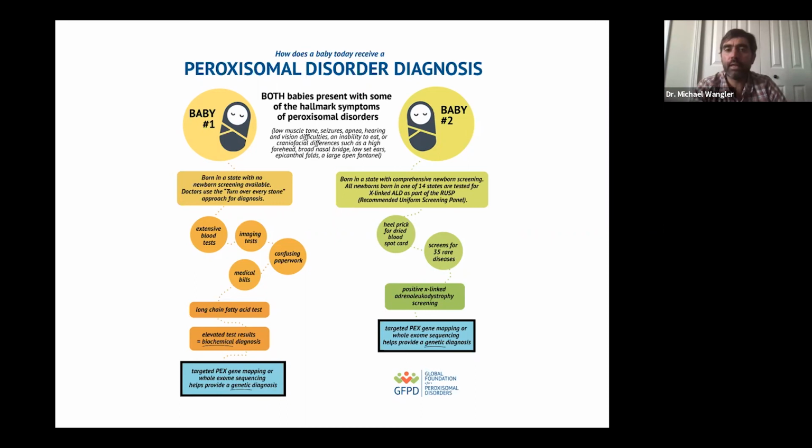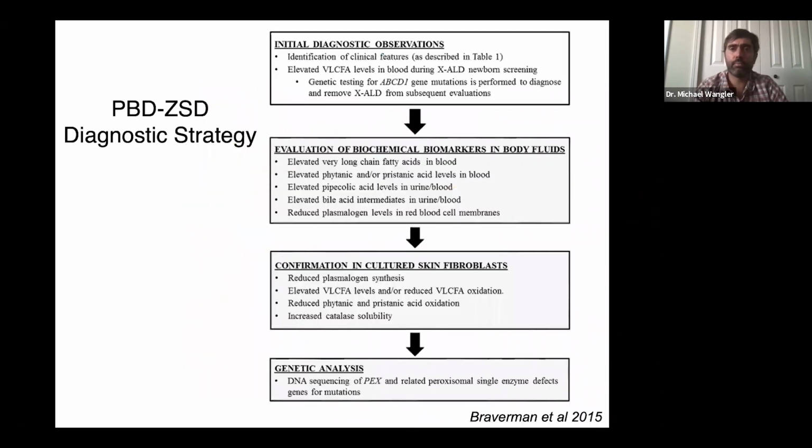But in either case, I just want to emphasize that a positive biochemical test does suggest that the peroxisome is where the issue lies. What you can see is there are different pathways to getting to that initial result. And then in the next slides, let's talk about where you go from there.